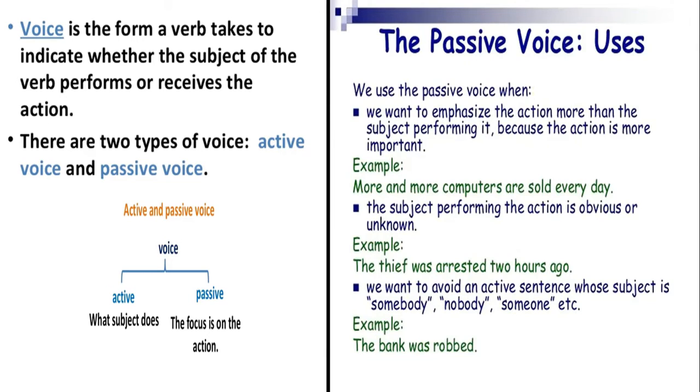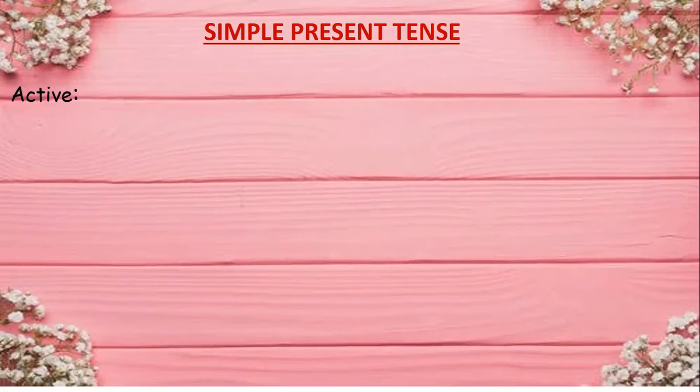For example, more and more computers are sold every day. In this, the subject performing the action is obvious or unknown. The thief was arrested 2 hours ago. We want to avoid an active sentence whose subject is somebody, nobody, someone, etc. So, today we are going to learn about the active and passive voices for simple present tense.